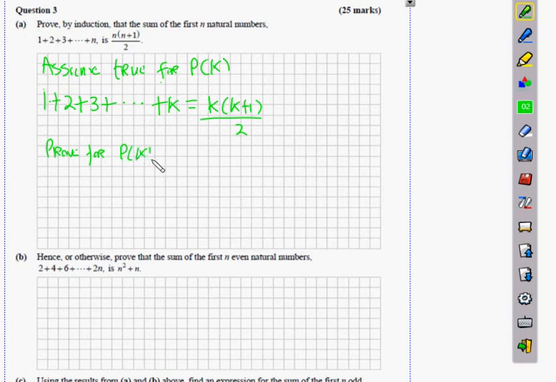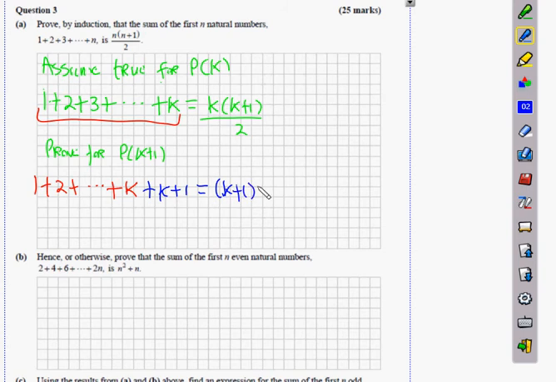Now, prove for P of K plus 1 means that we're going to have the same sequence here. So we're still going to have 1 plus 2 plus dot dot dot K. However, we're going to have the additional term K plus 1 at the end. And this is going to equal, when we replace K with K plus 1, (K plus 1) bracket (K plus 2) all over 2.